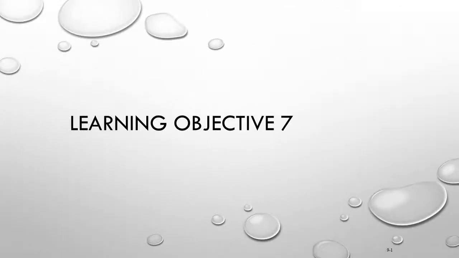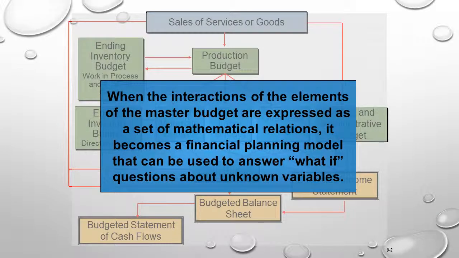Learning Objective 7. Discuss the role of assumptions and predictions in budgeting. Managers must make assumptions and predictions in preparing budgets because organizations operate in a world of uncertainty. One way of coping with that uncertainty is to supplement the budgeting process with a financial planning model.